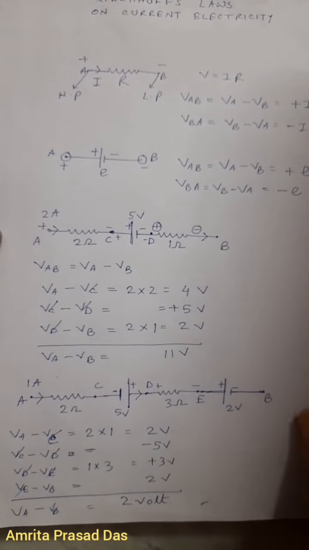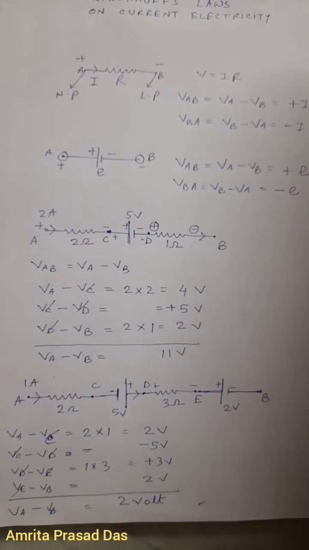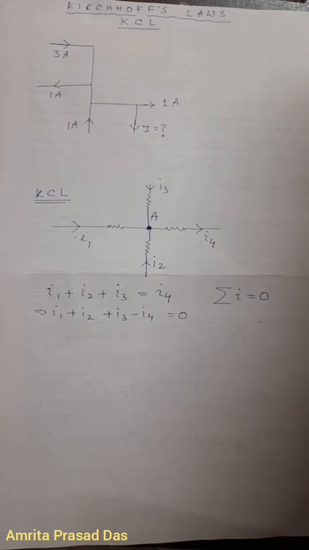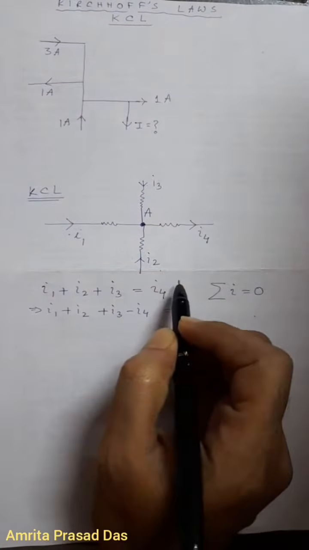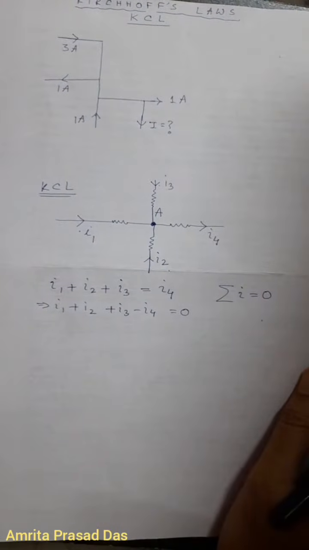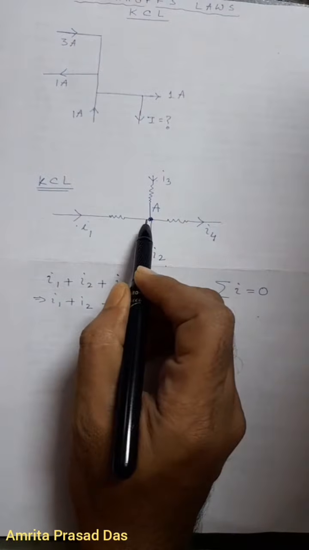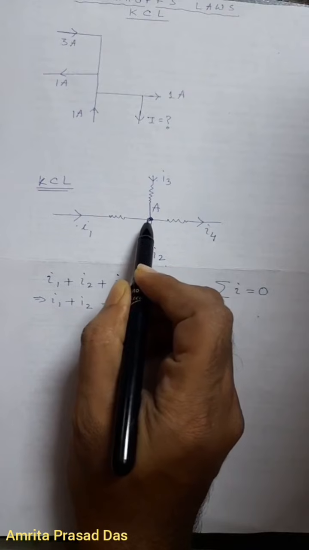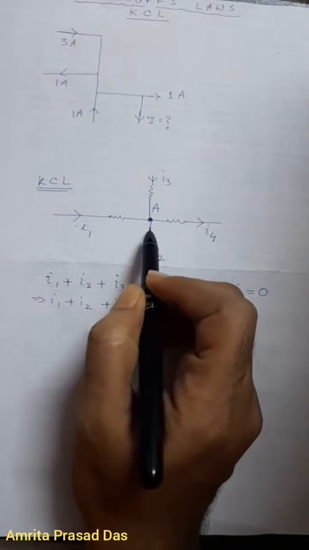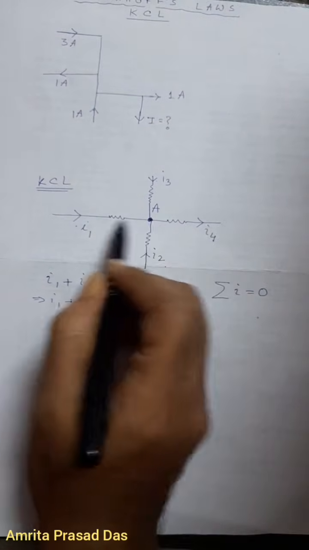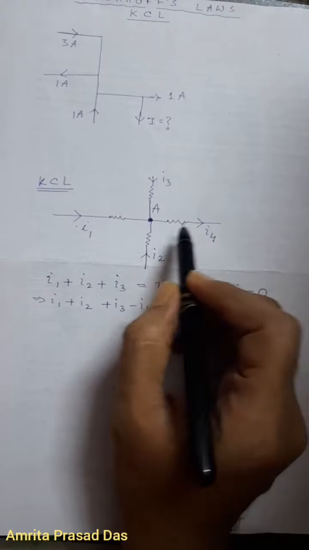Now we can move to the KCL and KVL. KCL means Kirchhoff's current law. Suppose this is a junction point of a circuit. Junction point means some branches are attached to this point. Suppose 1, 2, 3, 4 branches are attached to this point.